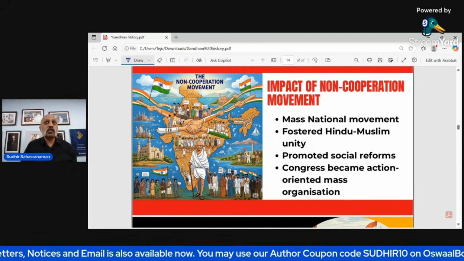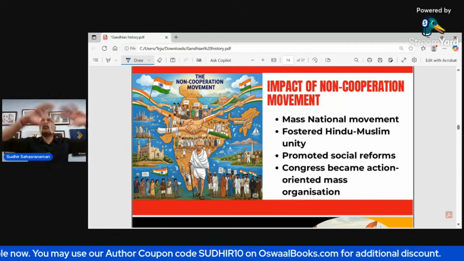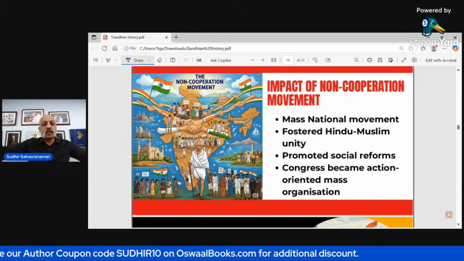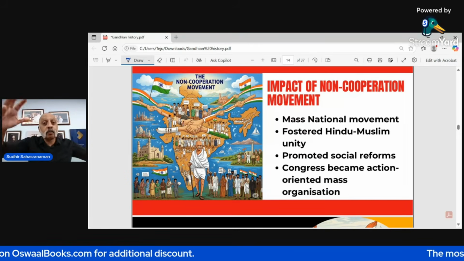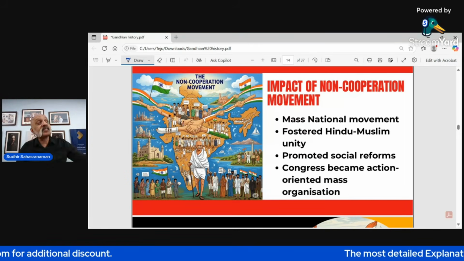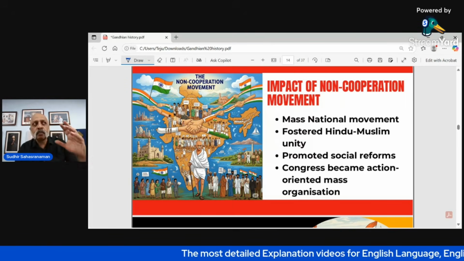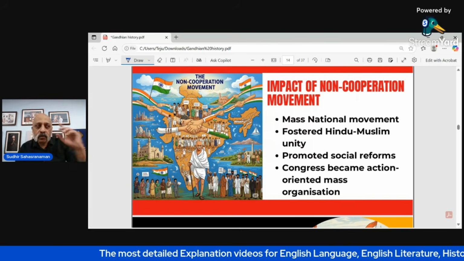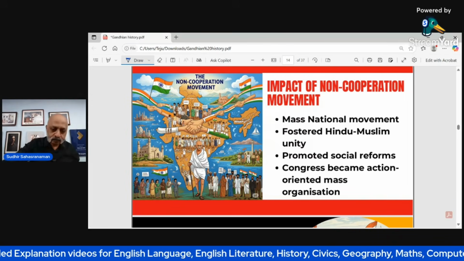And there was this notion that the sun never sets on the British Empire because they had colonies all over the world. So as a result, at some place or the other, the sun would be shining on some part of the British Empire, which is why this line, the sun never sets on the British Empire. People started believing that we can actually throw them out of India. So people started getting that confidence.